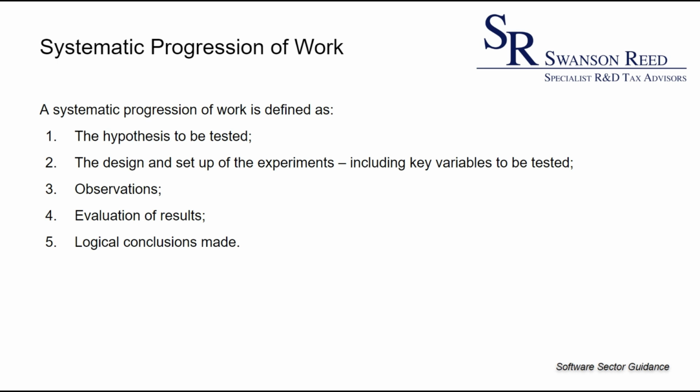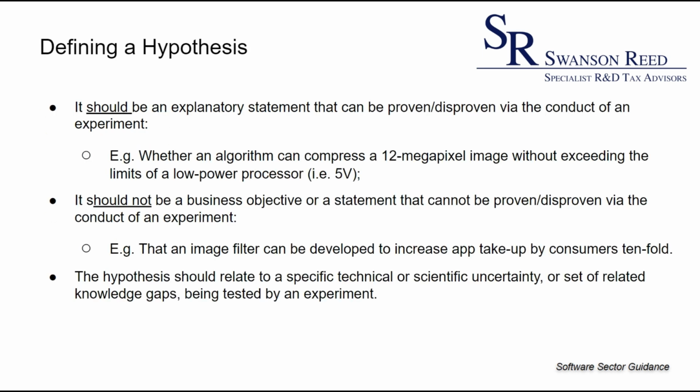A hypothesis should be an explanatory statement that can be proven or disproven via the conduct of an experiment. For example, whether an algorithm can compress a 12 megapixel image without exceeding the limits of a low power processor, i.e. 5 volts. It should not be a business objective or a statement that cannot be proven or disproven via the conduct of an experiment. For example, that an image filter can be developed to increase app take-up by consumers tenfold. The hypothesis should relate to a specific technical or scientific uncertainty or set of related knowledge gaps being tested by an experiment.